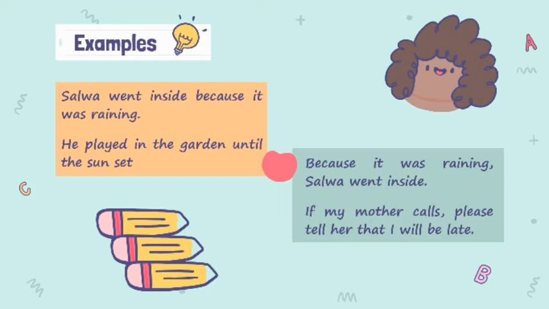The next example: Because it was raining, Salwa went inside. If my mother calls, please tell her that I will be late. The adverb clause is placed at the beginning of the sentence, so it's usually followed by a comma. Because it was raining, comma, Salwa went inside.